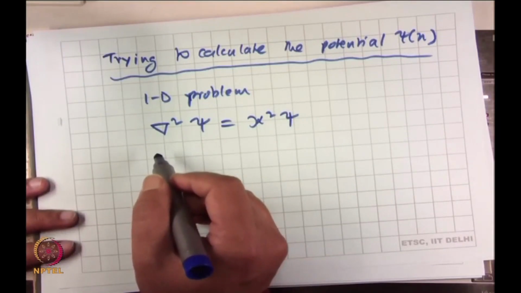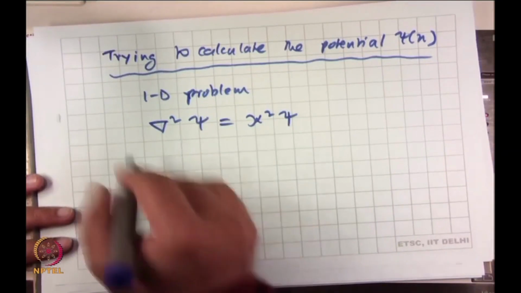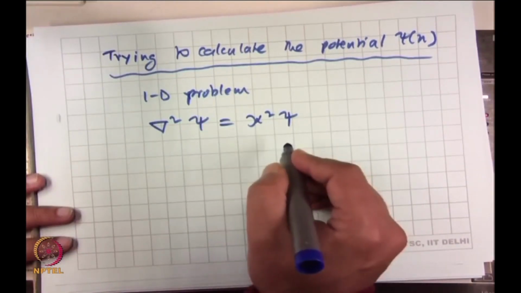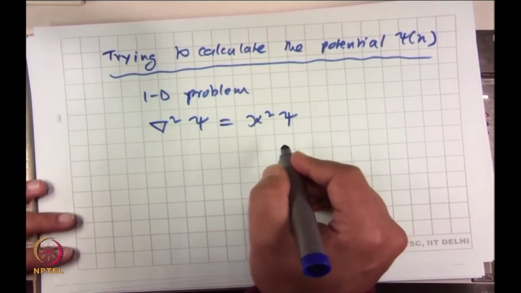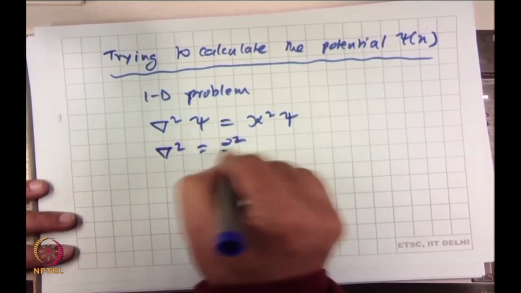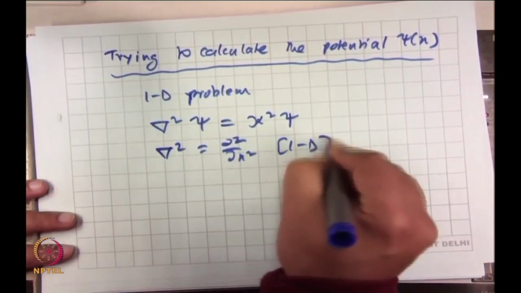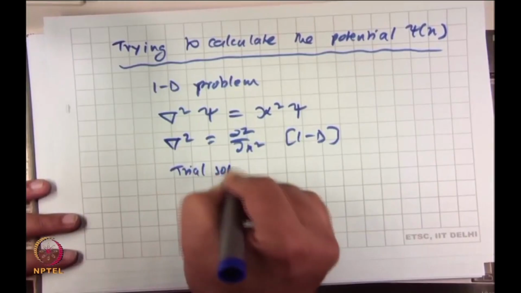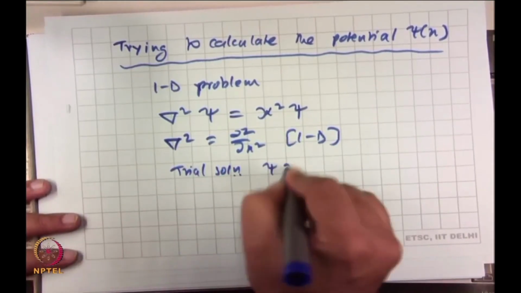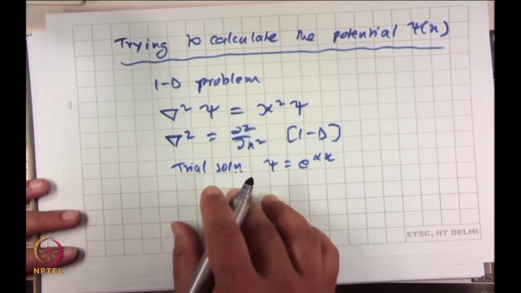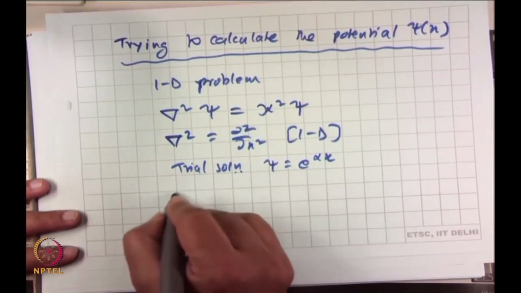Not d by dx, del square over del x squared, right. Then it becomes a differential equation you have to solve. If you solve the differential equation, by taking that del square is equal to del 2 over del x squared in 1D, right, and you take a trial solution of say psi to be e to the power alpha x, you have to go back to your differential equation solutions, right. Then what are you going to get psi to be?